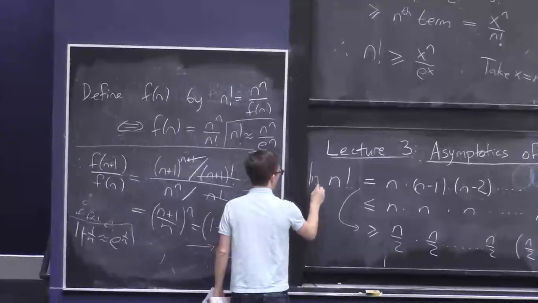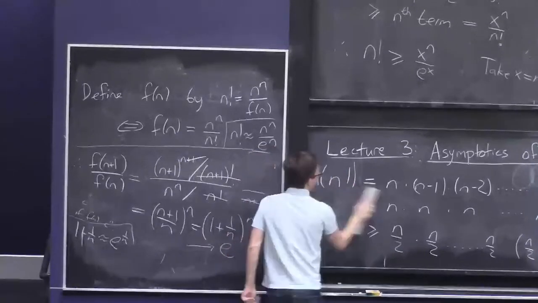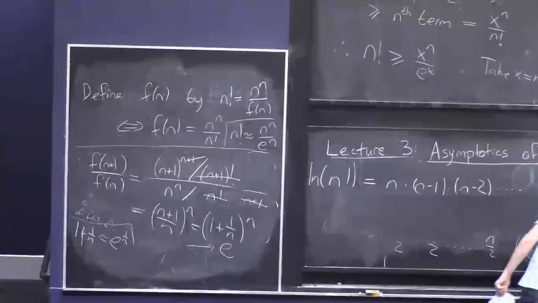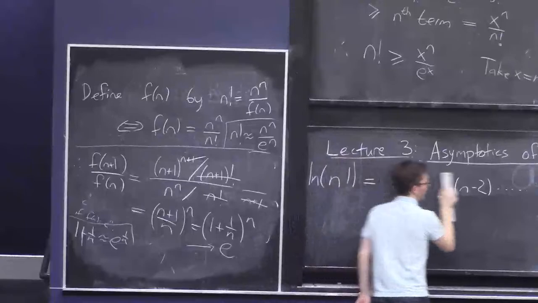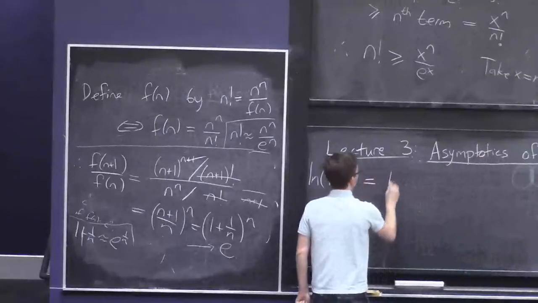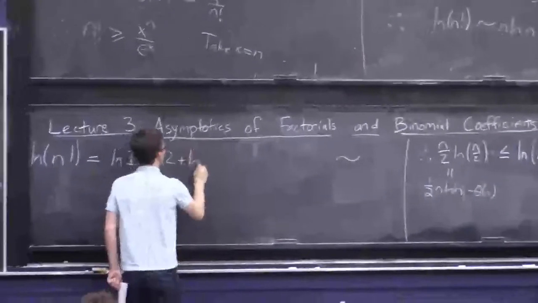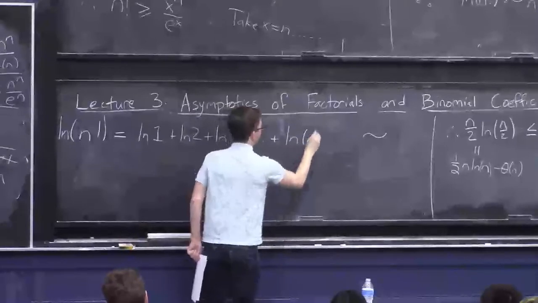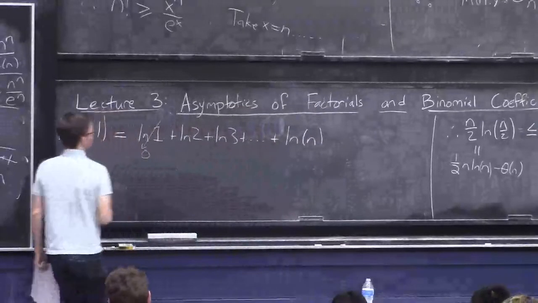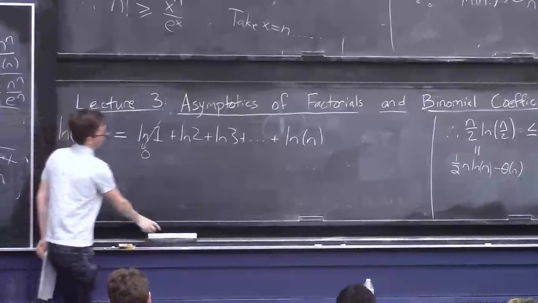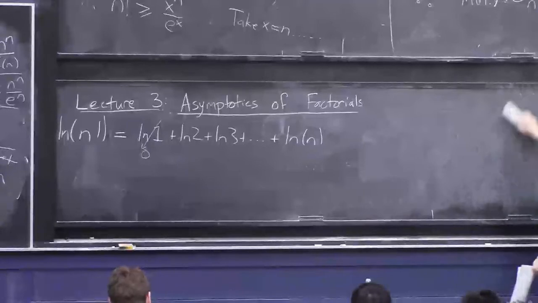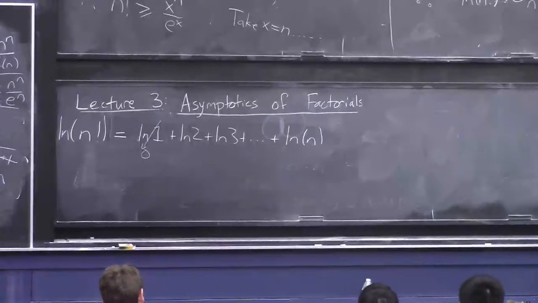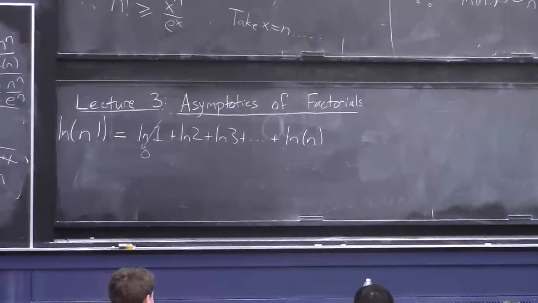Let's take the definition and log both sides. I'm not going to write the word log everywhere, so I'll just rewrite it. This is ln 1 plus ln 2 plus ln 3 plus dot dot dot plus ln n. I guess the first one's 0, so we don't have to worry about that. And now it's time for the integral trick to try to understand what this is. The trick there, as you may remember, is to plot the function ln and try to compare this sum with the integral, which we can figure out using calculus. So let's draw a picture.